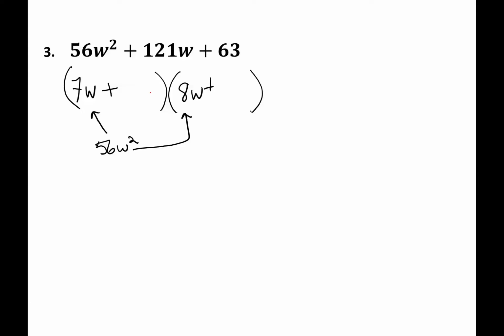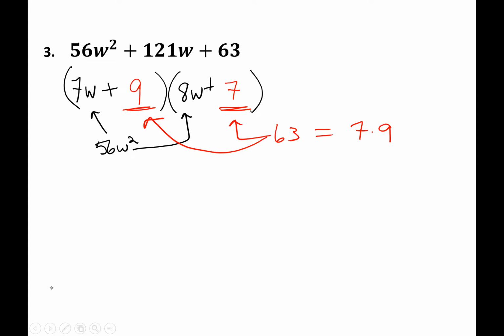All right, well, my last two terms need to multiply to 63. I know my times tables. The first thing I think of is 7 times 9. But wait, I don't want to put the 7 with the 7w. Remember that? I don't want to create a GCF. I don't want there to be a GCF of 7 in here because there is no GCF in this original problem. So instead of putting the 7 with the 7w, I'll put it with the 8w, which means I guess the 9 will go with the 7w. So here's my first try. 7w plus 9 times 8w plus 7. Let's check.